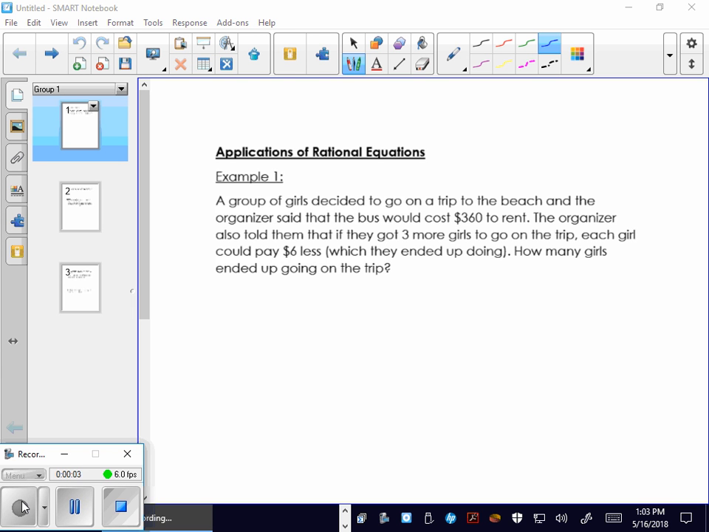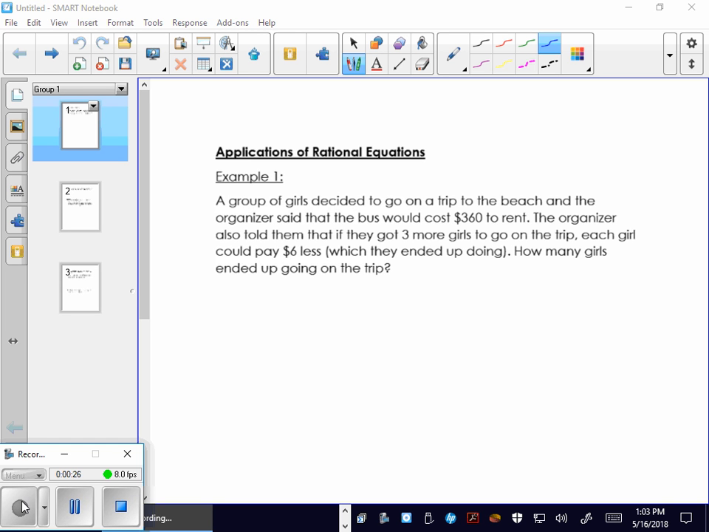Okay, so what we're going to talk about today is some of the applications of rational equations. All the stuff that we've been doing when adding, subtracting, multiplying, dividing, and simplifying complex fractions, there are some applications that go with this. We're going to do a few examples, and then you guys are going to get a chance to do a couple of them on your own.